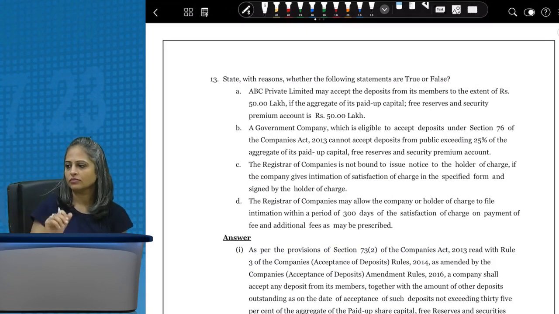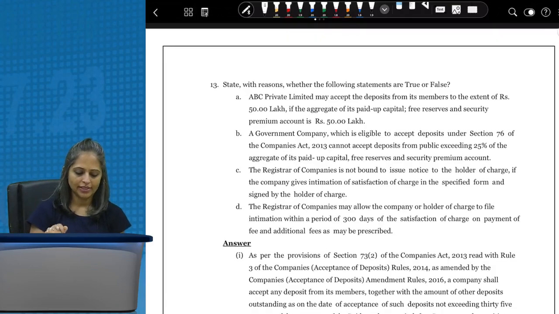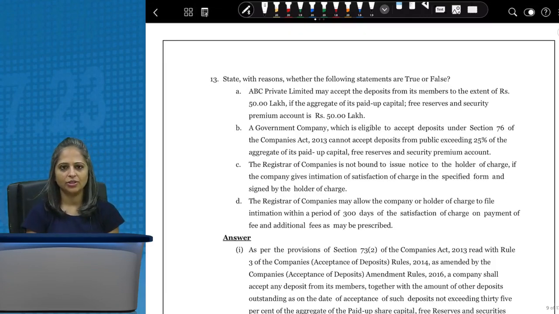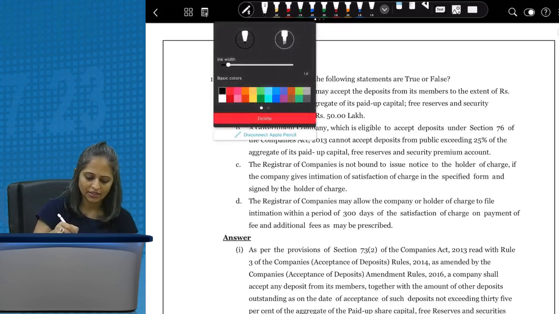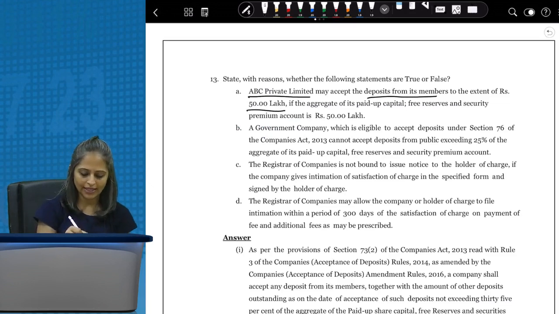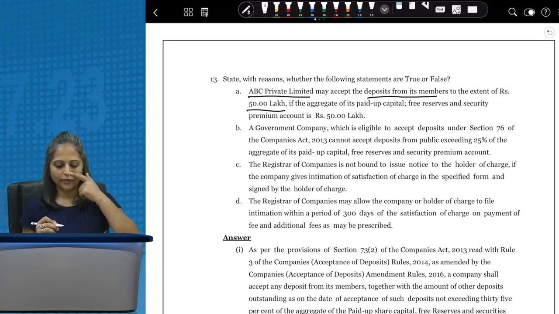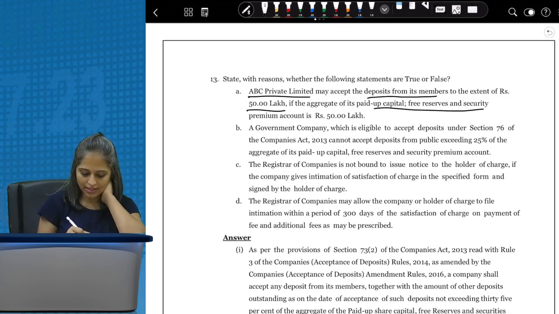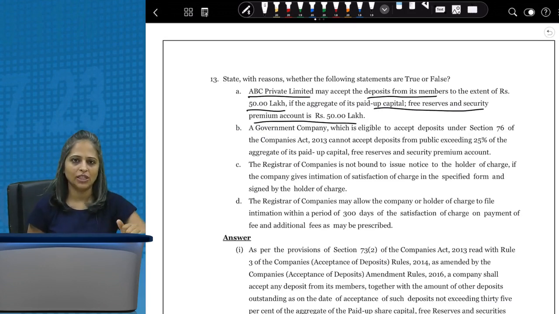Coming to question number 13, state with reasons whether the following statements are true or false. This can be asked in your examination. Each will be for 1 mark, and they will test your knowledge about the smaller provisions which are provided in the Act. So coming to the first question, ABC Private Limited may accept deposits from its members to the extent of rupees 50 lakhs if the aggregate of its paid up capital, free reserves and securities premium amount is rupees 50 lakhs. So here it's about acceptance of deposits from its members.